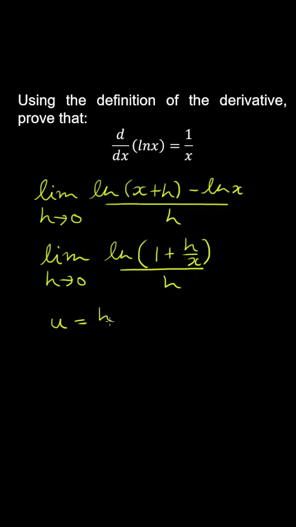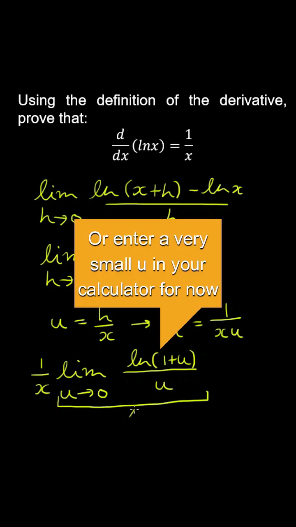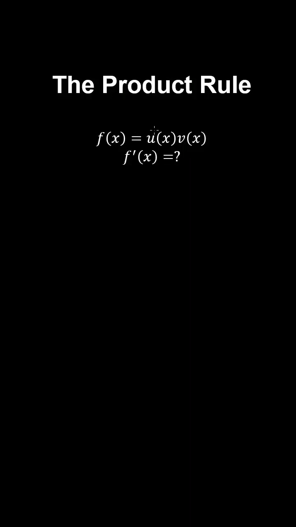So if we let u equal h on x, well that implies that 1 on h is equal to 1 on x by u. So when h goes to 0, u goes to 0, and we can substitute for 1 on h, so take 1 on x outside the limit, and keep 1 on u inside the limit. And in the numerator we have the natural log of 1 plus u. And this is a limit of 0 on 0, so by L'Hopital's rule, this here evaluates to 1, and that proves our derivative. The product rule is effective for a function which is a product of two functions.